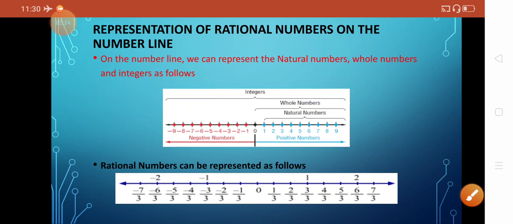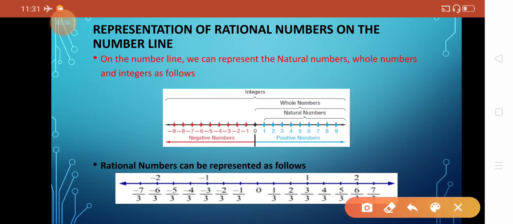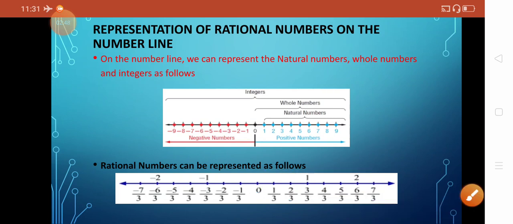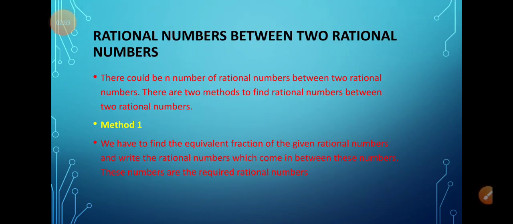Here one example is given for 3 portions: 1 by 3, 2 by 3, 3 by 3, 4 by 3, and so on. You can see from 0 to 1 and 0 to -1, -1 to -2. How many equal parts are there? 3 equal parts. The portion is divided into 3 equal parts. In this way you have to divide the line, and then represent the given rational number. You have studied that in your previous class also, so whenever examples come I will explain them briefly.